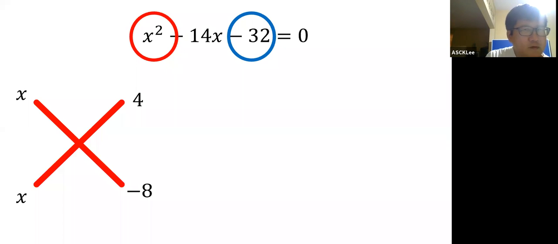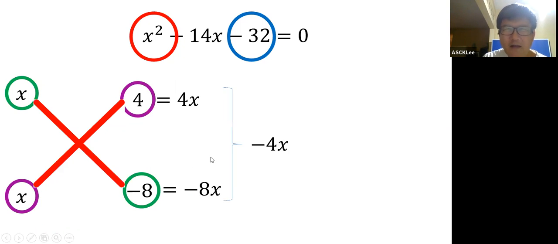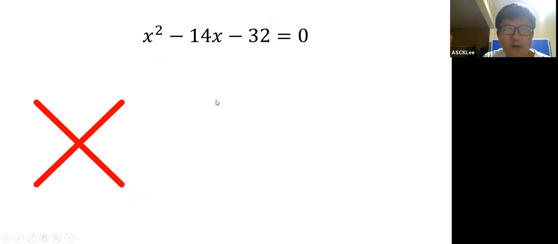Okay, so here you have x times minus 8 is minus 8x. And here x times 4 is 4x. And when you add them up together, it's clear you don't get your minus 14x. You are far off from minus 14x, which means you have got to get back to the drawing board.